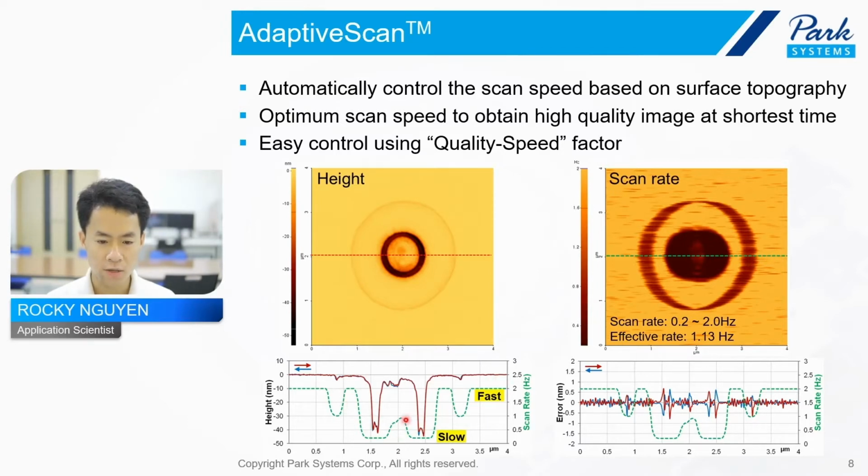So at the valley region, to increase the tracking performance of the tip, the AdaptiveScan will reduce the scan rate for good tracking performance. And at the flat region, we don't really need the very slow scan speed, so we can increase the scan rate to reduce the time. And you can see from the scan rate image, during the scanning, the speed will vary from 0.2 to about 2 Hz.